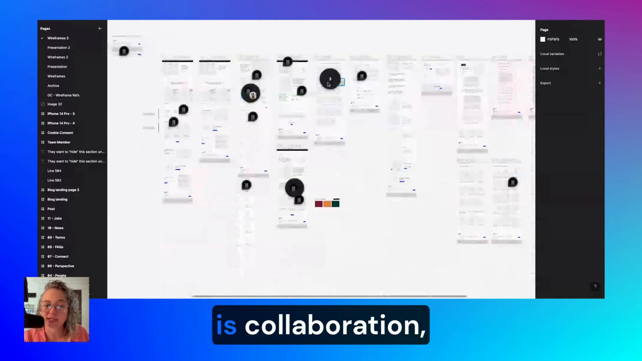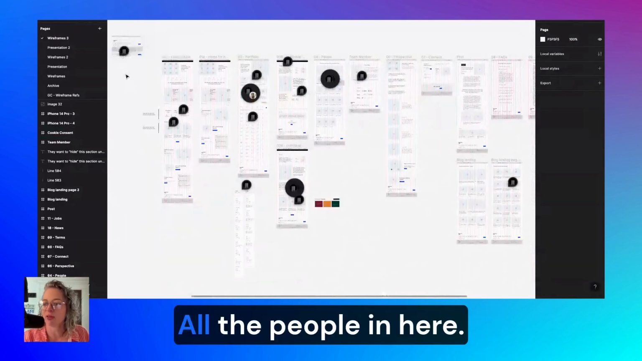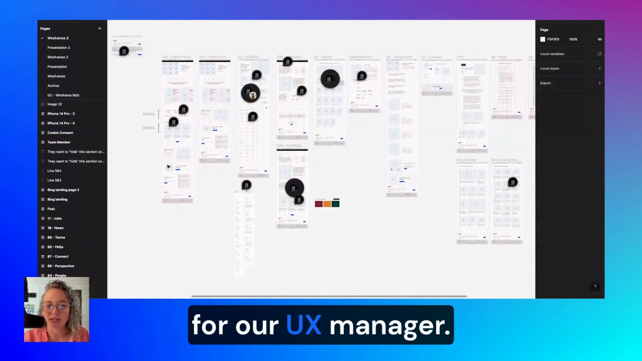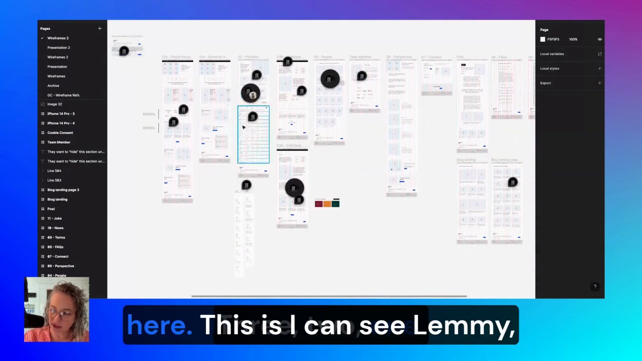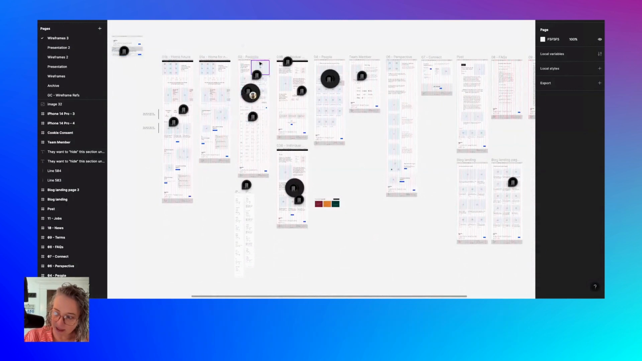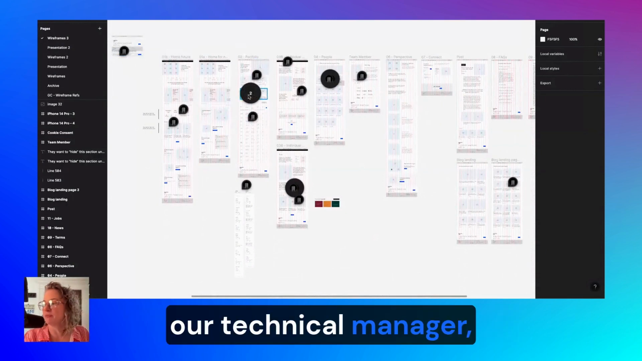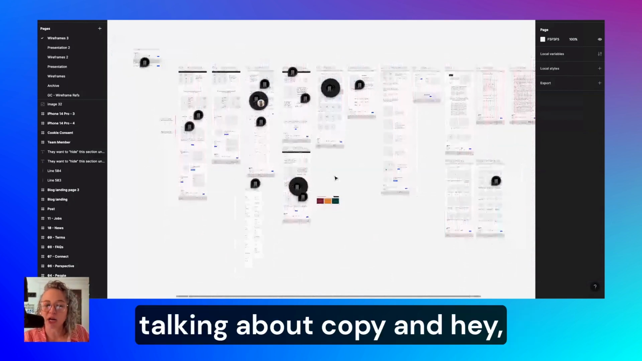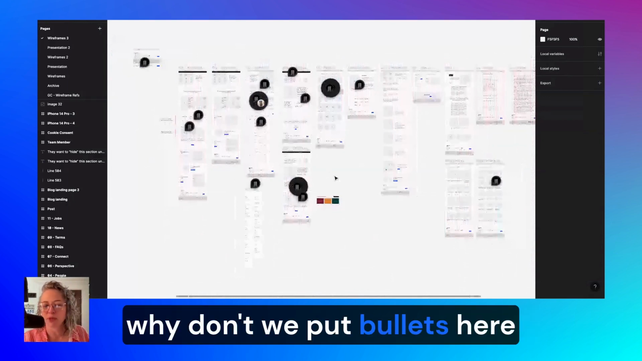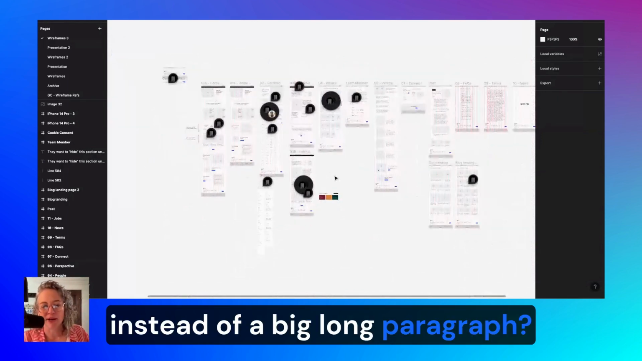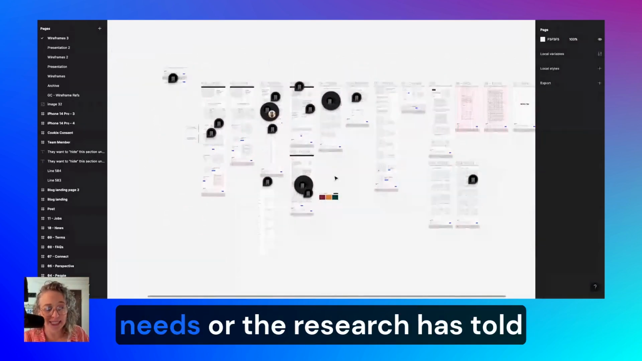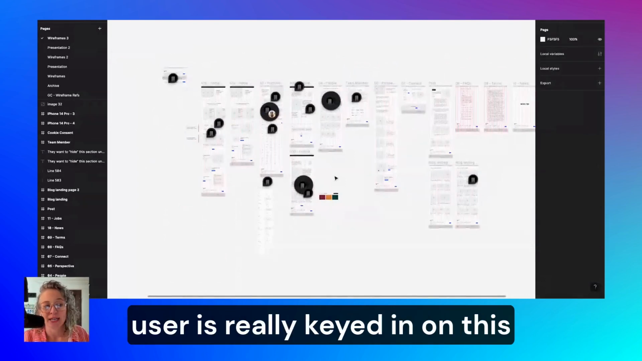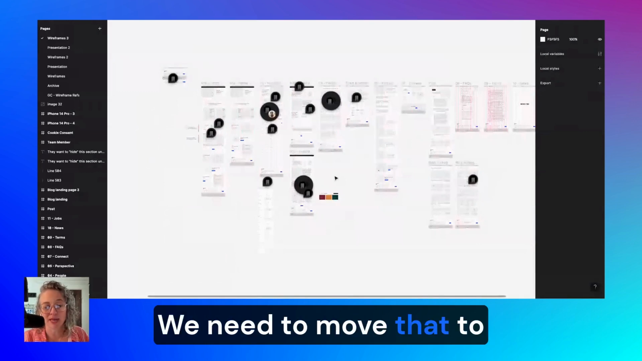And part of content design is collaboration. Going back and forth with all the people in here, like that little thing is an icon for our UX manager. And he's talking to our designer here. I can see Lemmy, our technical manager, our Webflow developer in here talking to both of those people. I'm probably in here somewhere talking about copy and, hey, why don't we put bullets here instead of a big long paragraph? Or I think that the user really needs, or the research has told me, not even just I think, the research has told me that the user is really keyed in on this one piece of information. We need to move that to the top of the page.